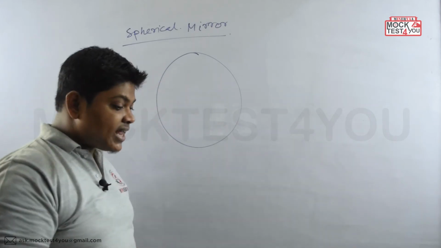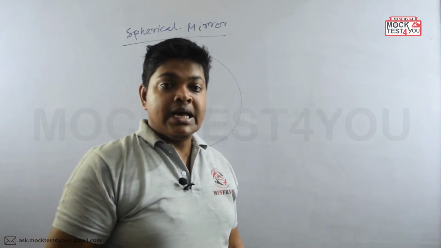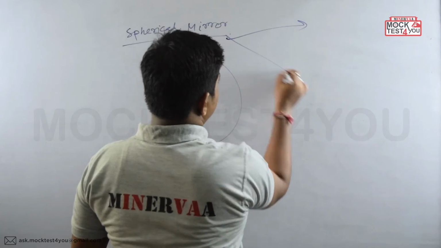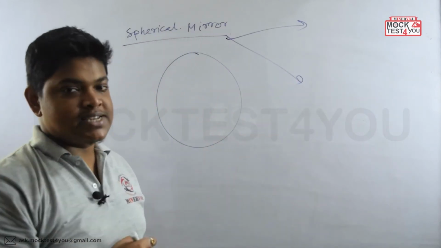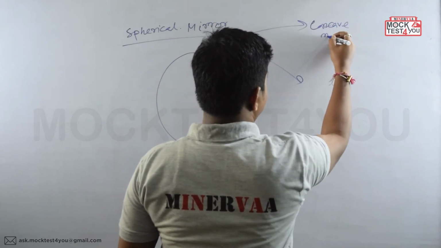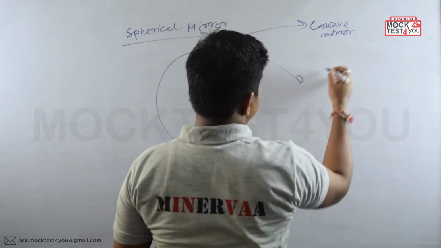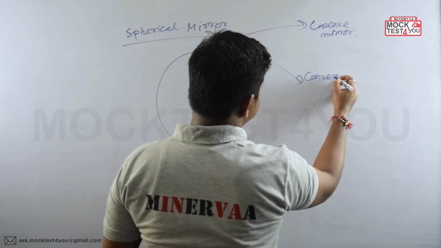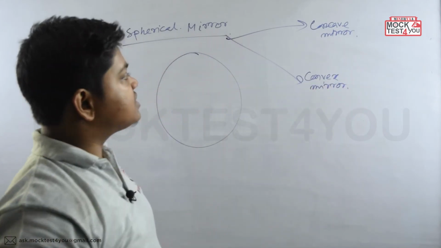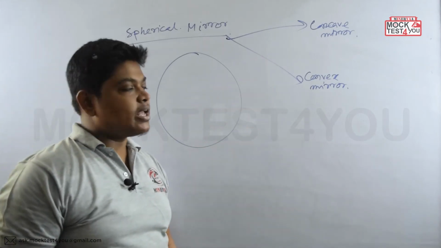So what are the different types of spherical mirror we will be understanding in this chapter? There are two kinds of spherical mirror we'll be understanding. One is the concave mirror, right? One is the concave mirror, another is the convex mirror. First of all, we'll understand this concave mirror.